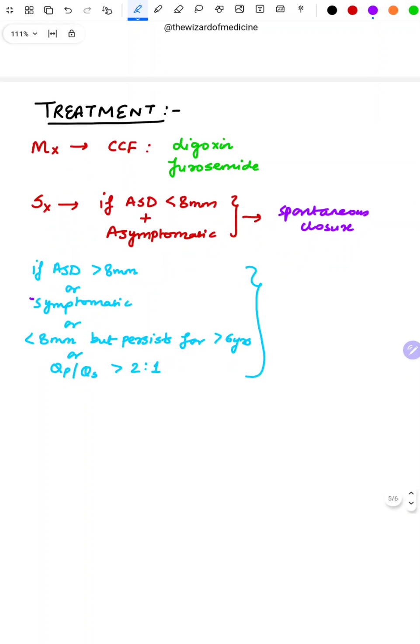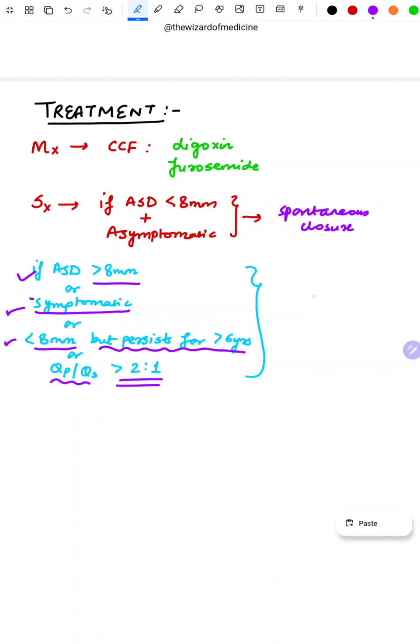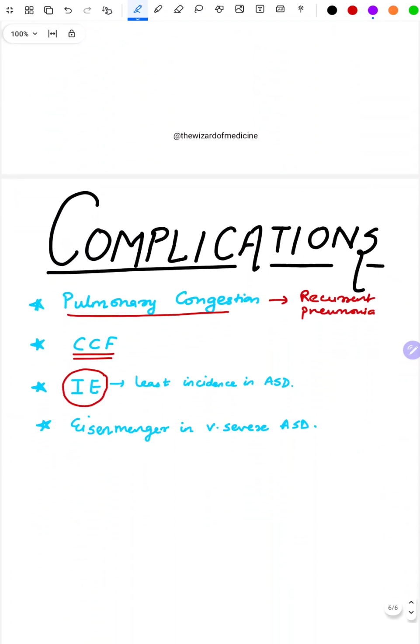But if the ASD is more than 8 mm, or it is symptomatic, or it is less than 8 mm but persists for more than 6 years, or the QP by QS ratio that we discussed in the last video is more than 2:1, then definitely these are the indications for surgery. You will have to go for closure. You can go for a patch closure, right?